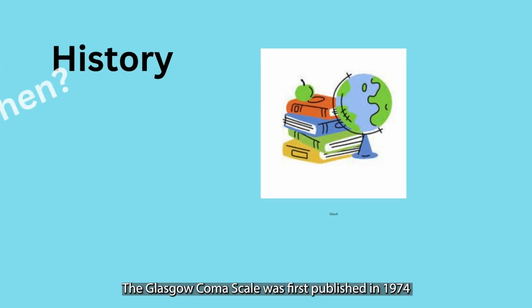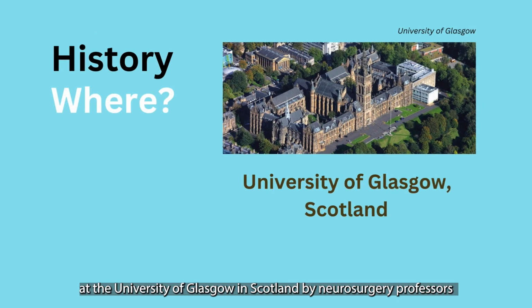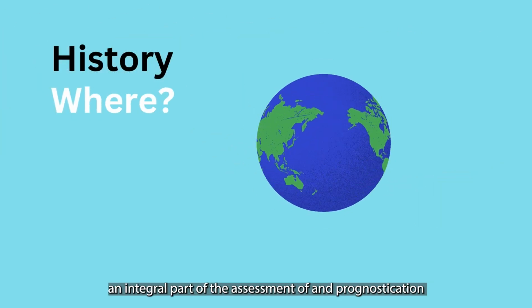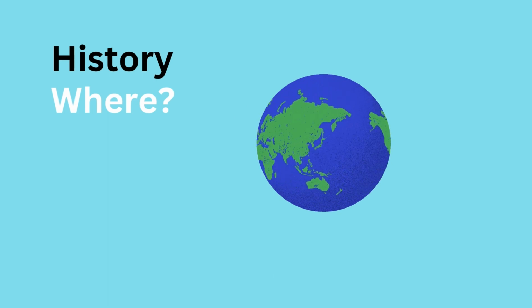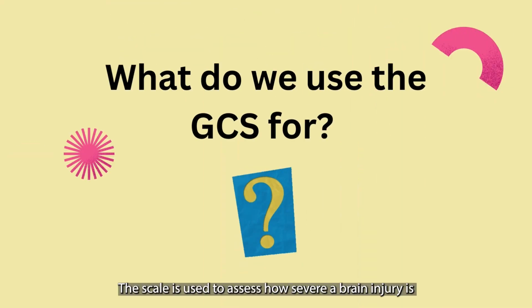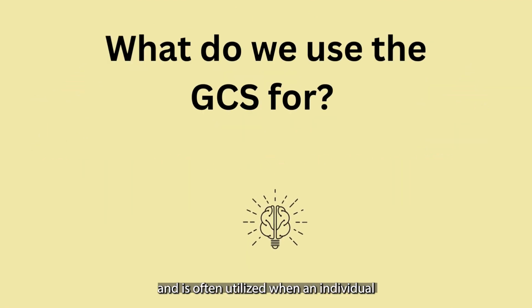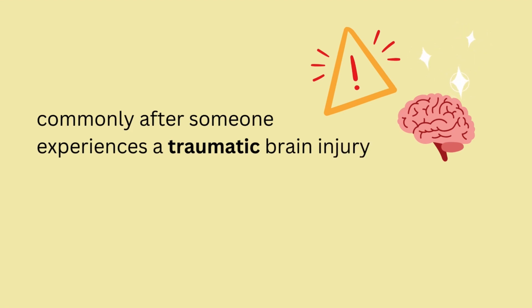The Glasgow Coma Scale was first published in 1974 at the University of Glasgow in Scotland by neurosurgery professors Graham Teasdale and Brian Jennett. Since then, this scale has become an integral part of the assessment of and prognostication for altered mental status patients around the globe. The scale is used to assess how severe a brain injury is and is often utilized when an individual has just experienced a traumatic brain injury.